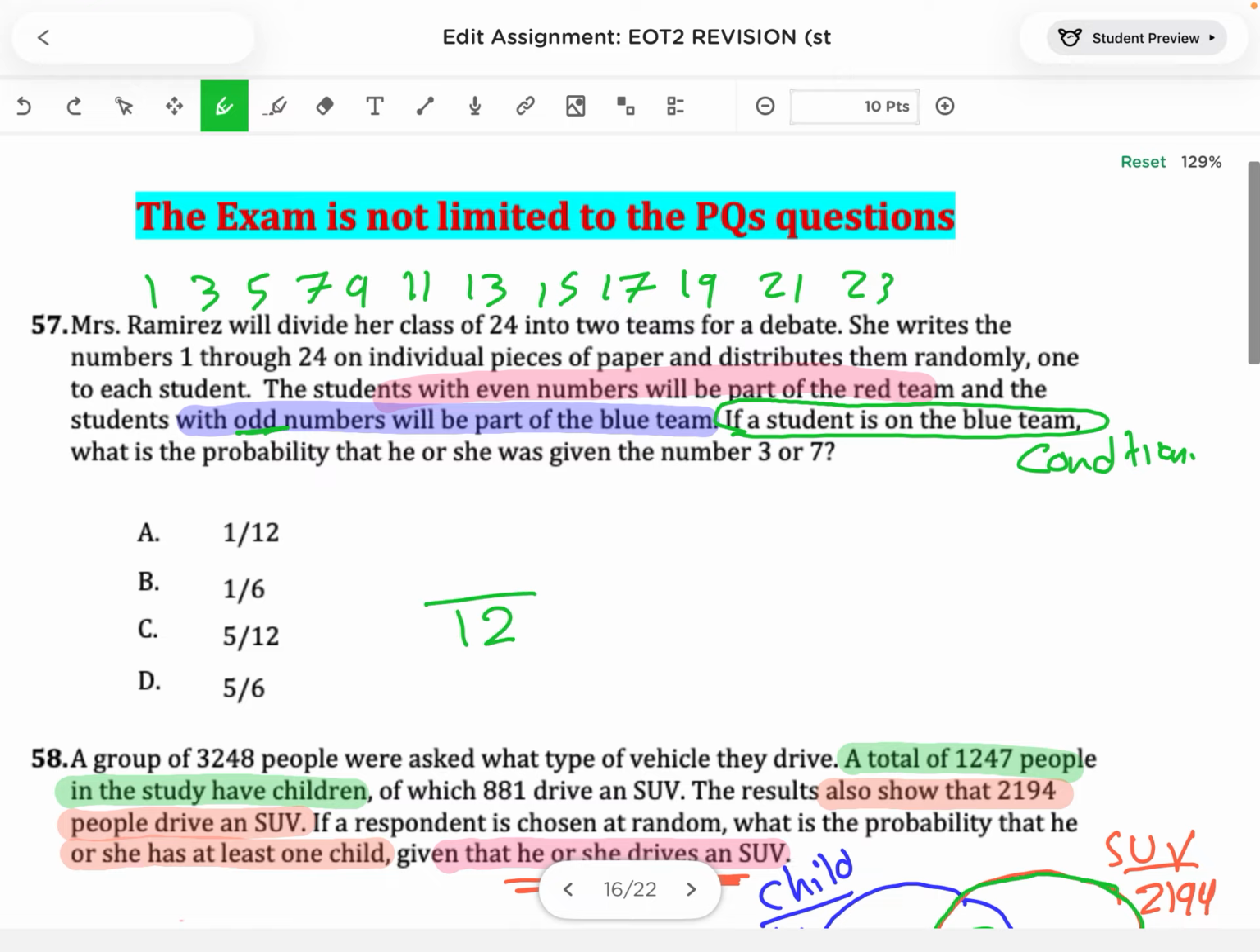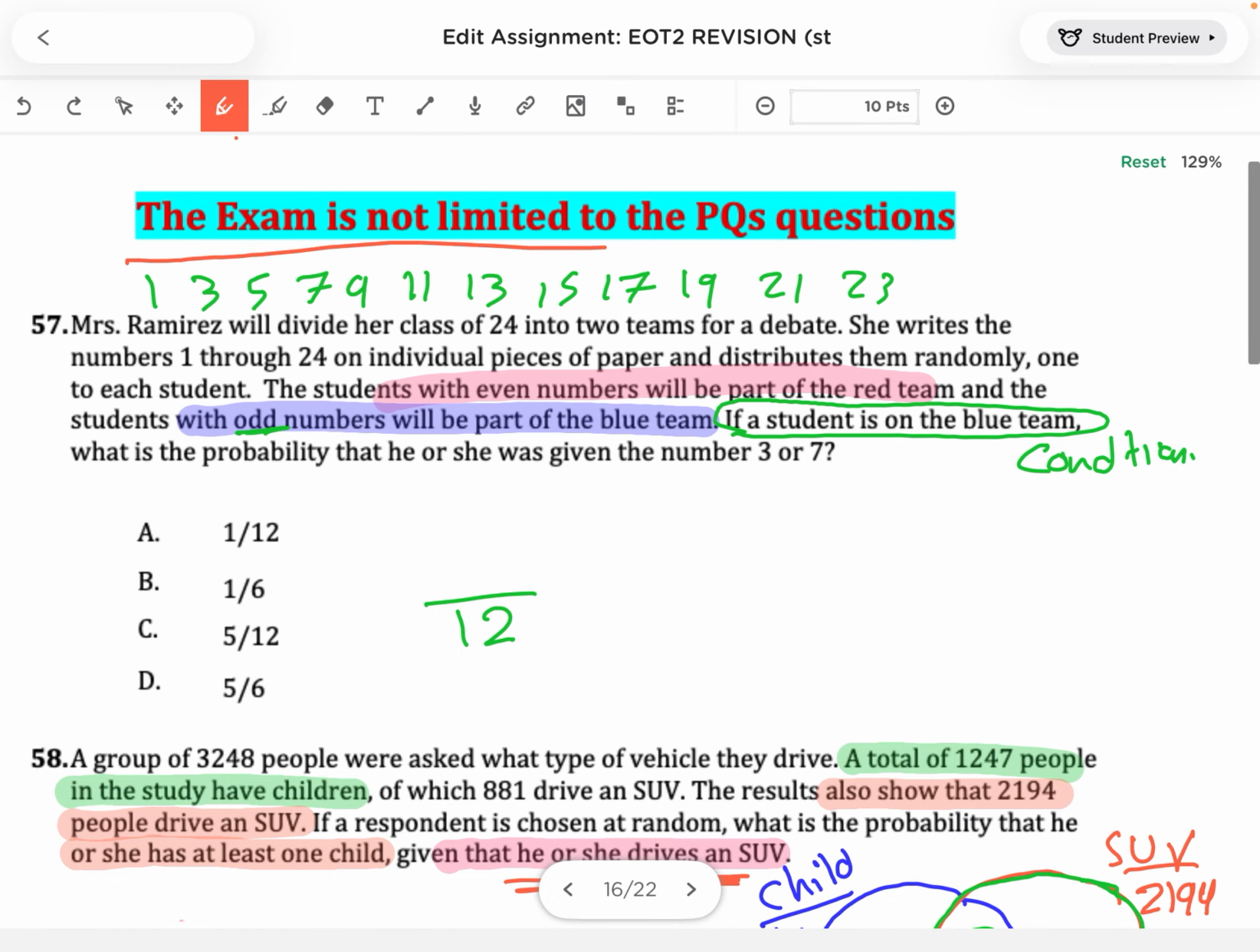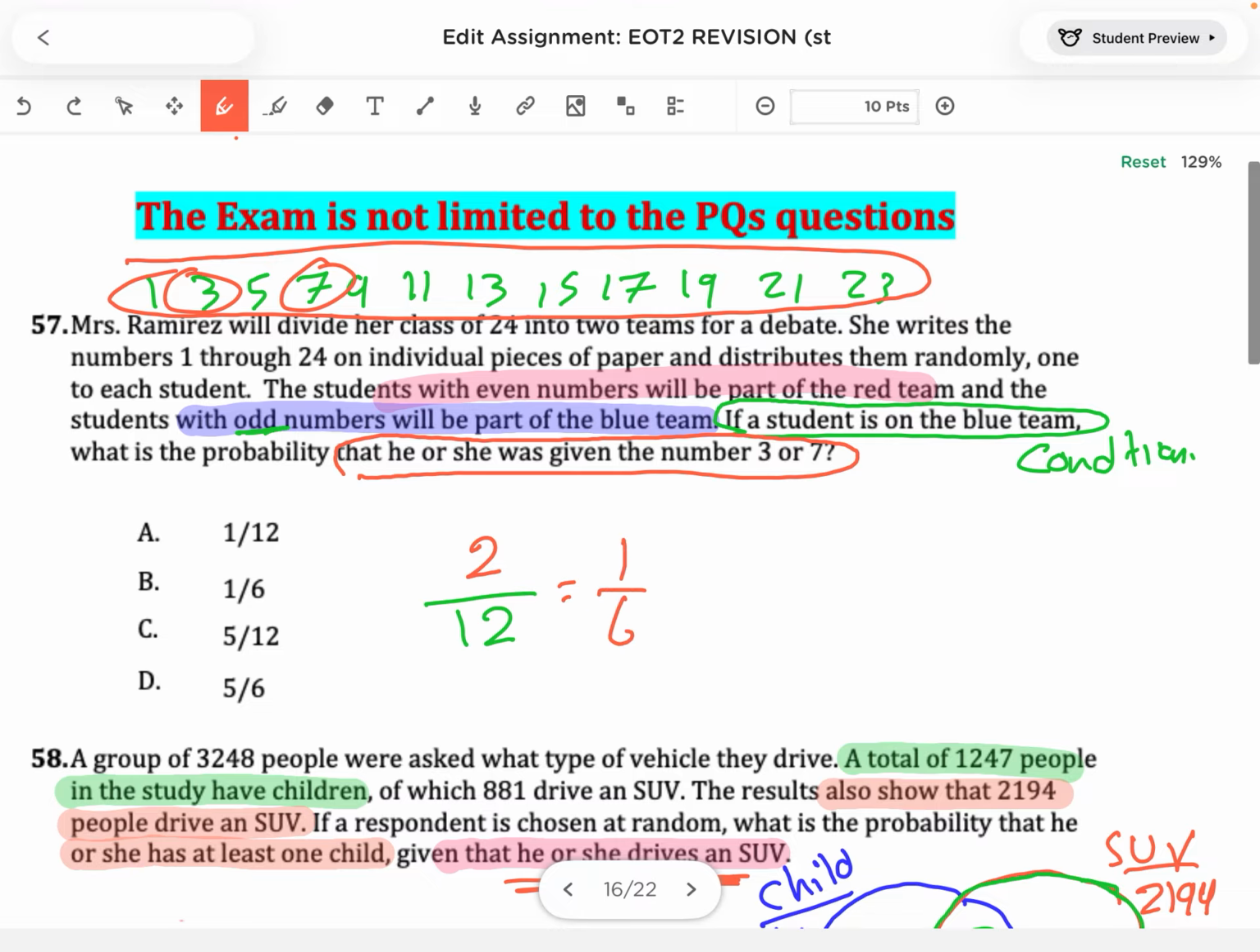We have 12 numbers. Now from those 12 above, the question needs the probability that he or she gets the number 3 or 7. How many 3 and 7? We have 2. 3 and 7. So 2 items out of 12, which is 1/6. Okay?